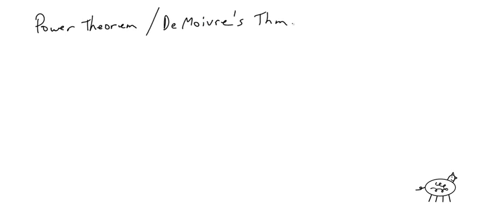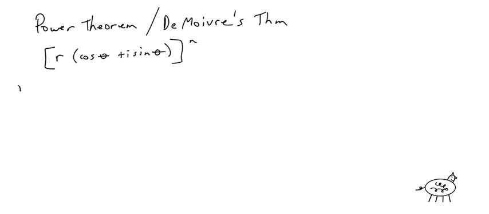Anyway, the power theorem is this: if I have r times cosine theta plus i sine theta, raised to the nth power. That's really what we're going to think about. Now, I'm not going to go through a complete development of this, but I want you to understand a little bit where it comes from. We're going to think about the product theorem that we did in our last class.